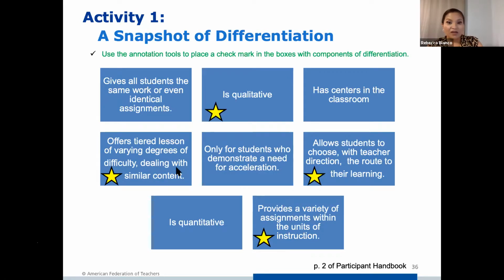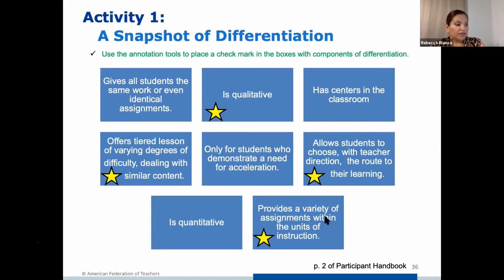It offers tiered lessons with varying degrees of difficulty dealing with similar content. So we do have content that we need to teach, right? But we're going to get them there depending on, like we said, their interest, their readiness, and their learning profile. So we're going to use those to help us, right? It allows students to choose, with teacher direction, the route of their learning. So yes, part of it could be the choice boards, right? Incorporating those choice boards does give them some ownership over their learning, and they're able to say, hey, I want to do this, or I want to try this project. I want to create this product to show you what I know.